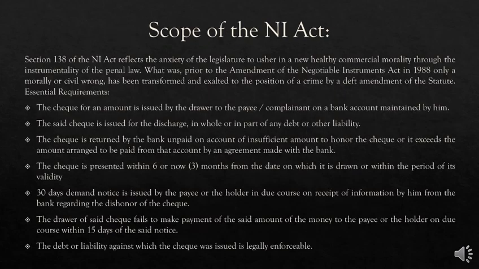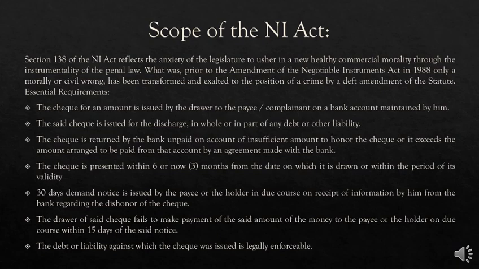Coming to scope of the Negotiable Instruments Act. Section 138 of the Negotiable Instruments Act is on dishonor of checks. It reflects the anxiety of the legislature to usher in a new healthy commercial morality through the instrumentality of the penal law. What was, prior to the amendment of the Negotiable Instruments Act in 1988, only a morally or a civil wrong has been transformed and exalted to the position of a crime by a deft amendment of the statute.